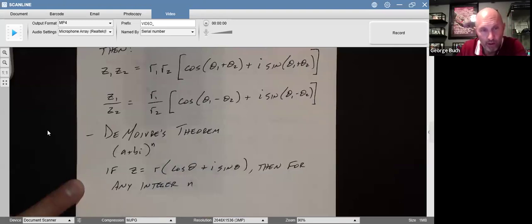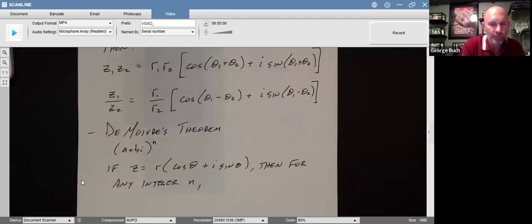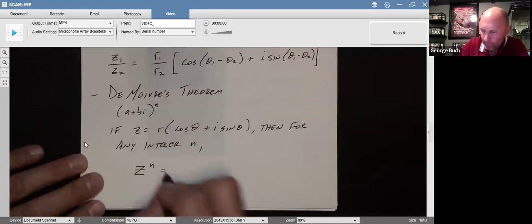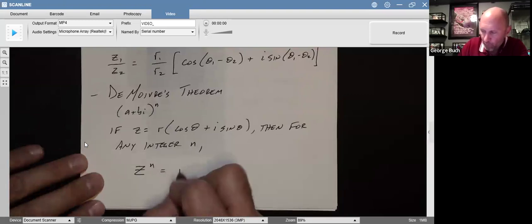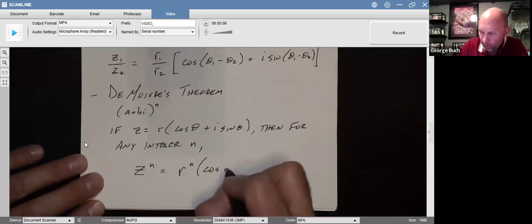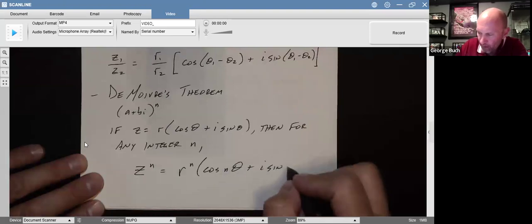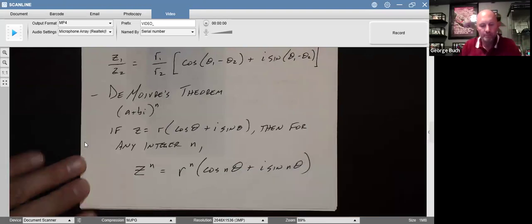and an integer is what? A positive or negative number. So for any integer n, DeMoivre's theorem says that z, that complex number to the nth power, is r to the nth power, and then cosine of n times theta plus i sine of n times theta.